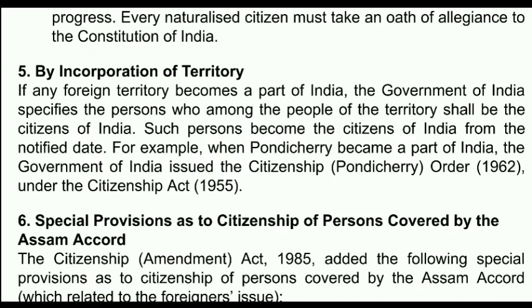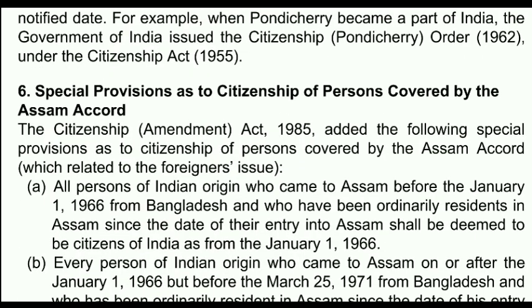Number 5. By incorporation of territory. If any foreign territory becomes a part of India, the Government of India specifies the persons who among the people of the territory shall be the citizens of India. Such persons become the citizens of India from the notified date. For example, when Pondicherry became a part of India, the Government of India issued the Citizenship (Pondicherry) Order 1962 under the Citizenship Act 1955.